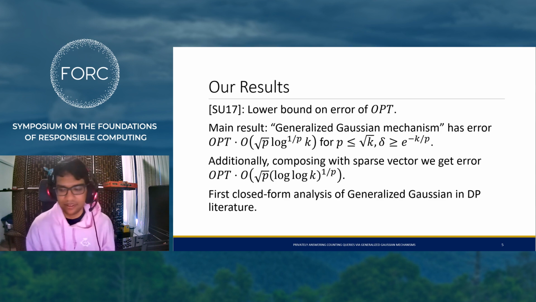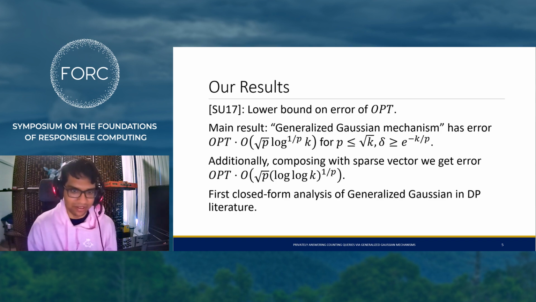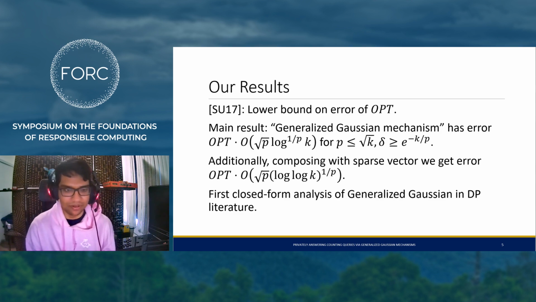And besides these quantitative bounds, I think what is qualitatively nice or interesting about this paper is that it gives the first closed form analysis of the generalized Gaussian mechanism in the DP literature. Before, there were some papers which considered using generalized Gaussian mechanisms, but they only gave non-closed form bounds, which aren't necessarily useful in theory or practice. So here we give actual closed form bounds, and this will hopefully bring the benefits of using generalized Gaussians closer to fruition.